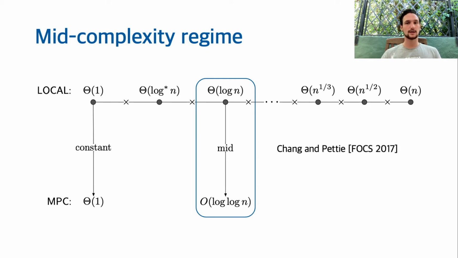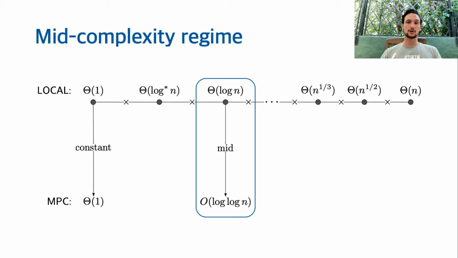Well, we first take a look at the canonical algorithm of Chang and Pettie that gave rise to the log n complexity class in the LOCAL model. And we do what they do exponentially faster. And here the greatest challenge was being memory efficient, as we only allow linear memory.